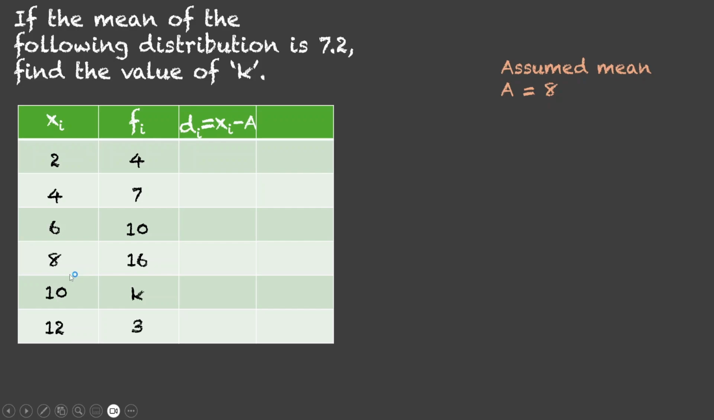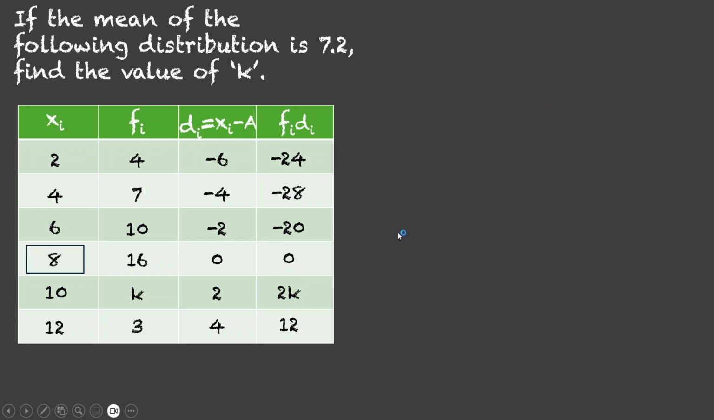Okay. Let's find the deviation. 2 minus 8, negative 6. Then we have negative 4. Then we have negative 2, 0, 2, and 4. Let's find fi into di. Minus 24, minus 28, minus 20, 0. 2 into k would be 2k. 3 into 4 is 12.